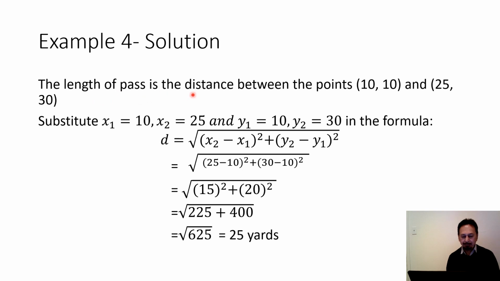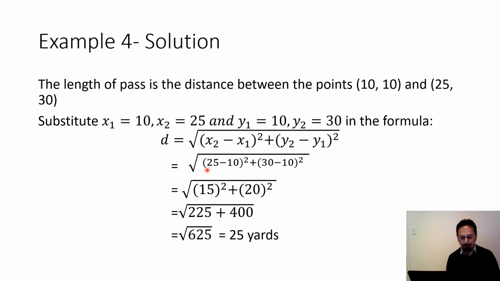So the length of pass is the distance between the points (10, 10) and (25, 30). So we're going to substitute x1 is 10, x2 is 25, and y1 is 10, and y2 is 30. And here's the formula: d equals the square root of (x2 minus x1) squared plus (y2 minus y1) squared.